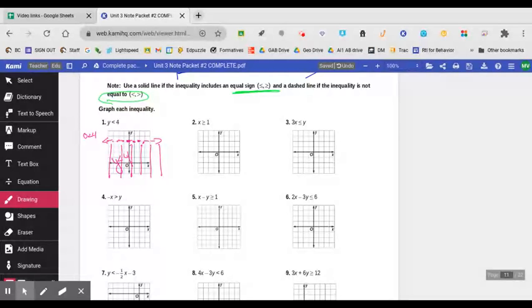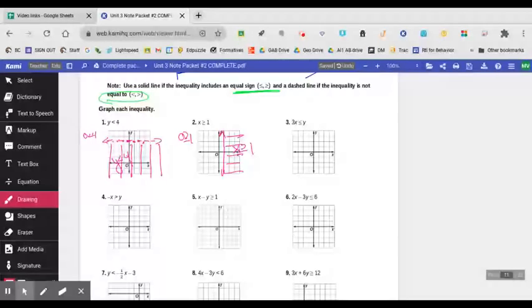Number 2. Again, I start off by graphing the equation x equals 1. So that's a vertical line at 1. And I knew that it was solid because it's greater than or equal to. The equal to is what makes it solid. So then if I put in 0, 0 is not less than 1. So that means I'm going to shade away from 0. And that's the inequality graph.